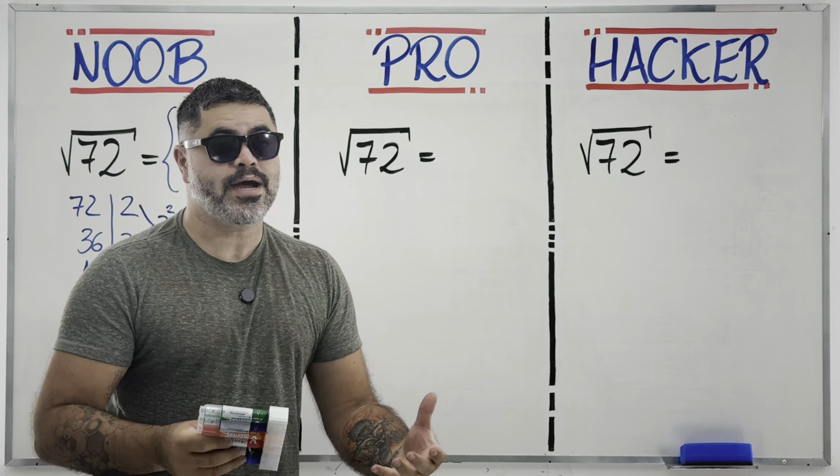36 is 6 squared, so I can simplify, and the 6 comes out. 6 square root of 2, because this 2 stays inside. And this is the answer. Very quick to solve. It's amazing.